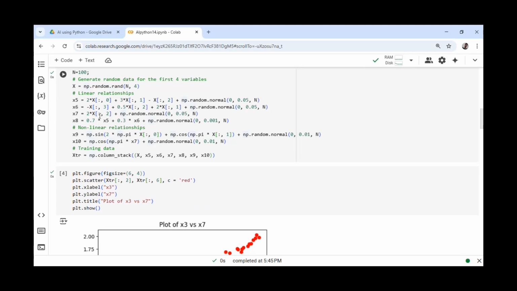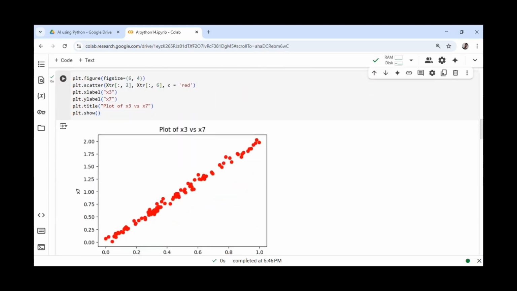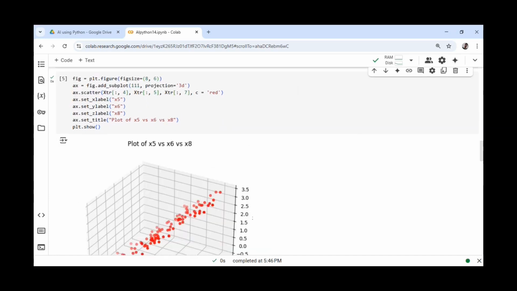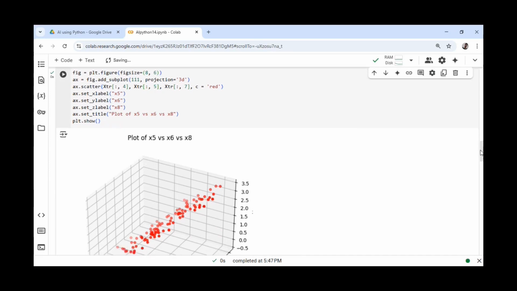So here x of 2 in Python means the third column, which we can consider as x3. So we have x7 equal to 2 x3, and similarly x8 equal to 0.7 times x5 plus 0.3 times x6 plus noise. Therefore, if you plot x3 versus x7, we will be having a linear relationship as shown here. If we plot x5, x6 versus x8, we can again see a linear pattern.